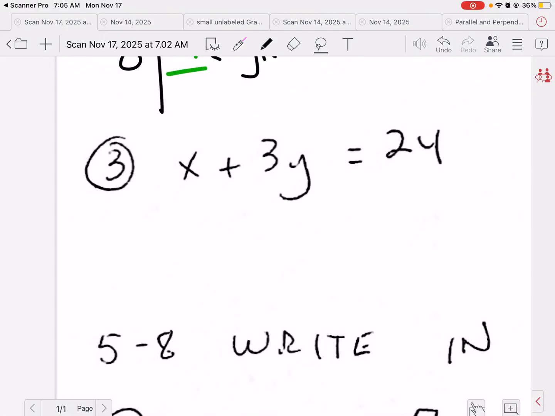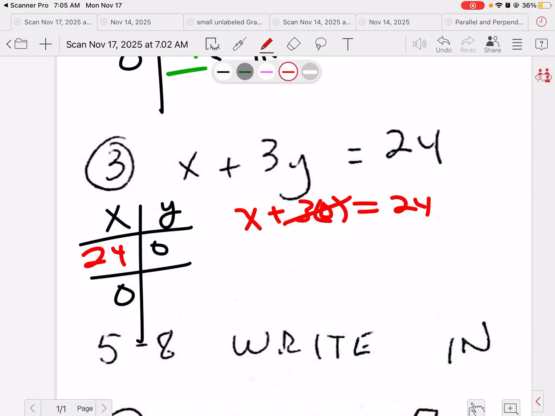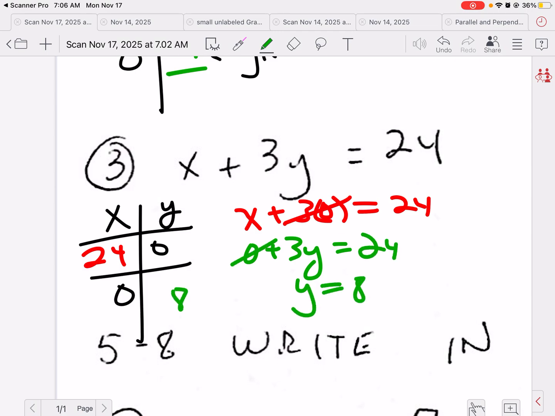Okay. Same idea. XY table, 0 for x, 0 for y. So x plus 3 times 0 equals 24. That goes away, so x is just a whopping 24. And if we plug in 0 for x this time, plus 3y equals 24. Again, the 0 just disappears, so y equals 8.